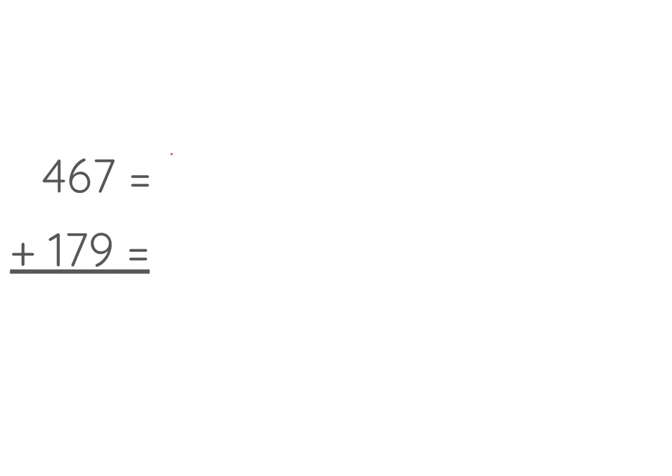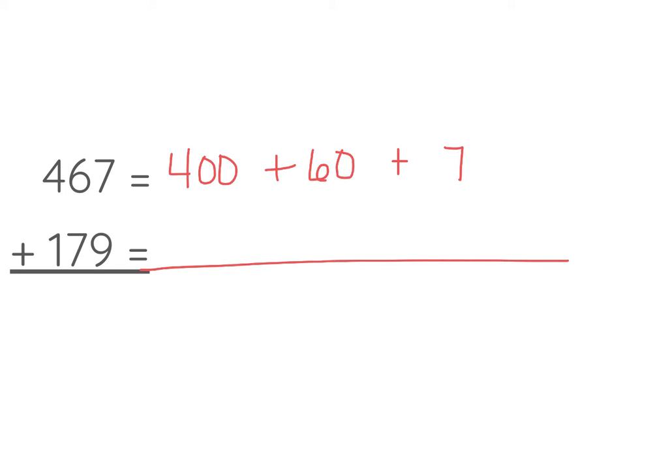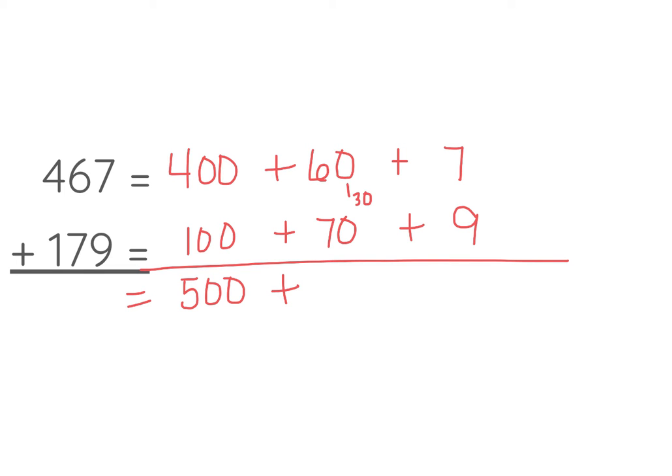467, we're going to expand it out. 400 plus 60 plus 7. Expand out 100 plus 70 plus 9. 400 plus 100 equals 500. 70 plus 60. Remember, if I give that 70 a 30 and keep a 30, it will be 100 plus 30. And 9 plus 7, when I say 9 plus 7, you think 10 plus 6.